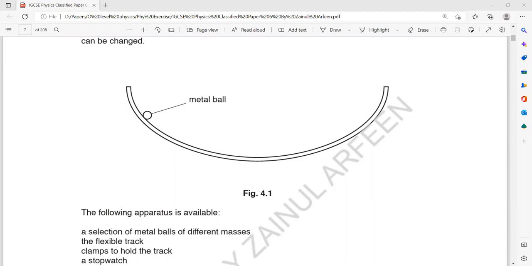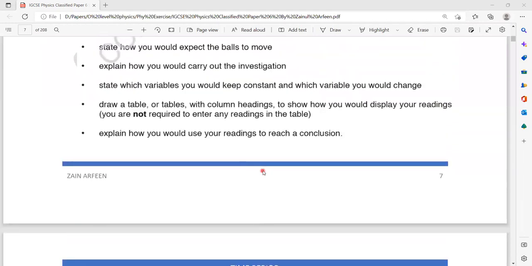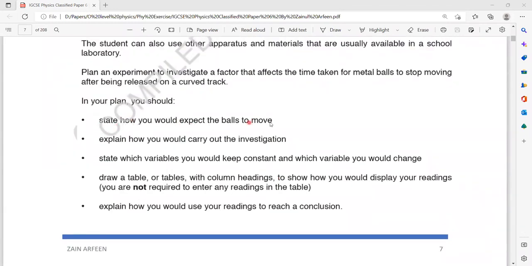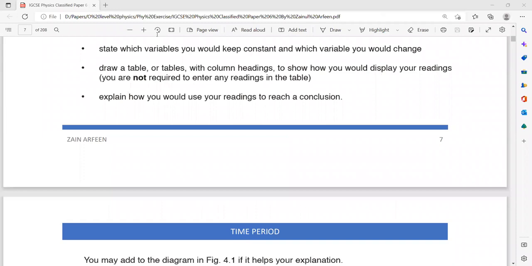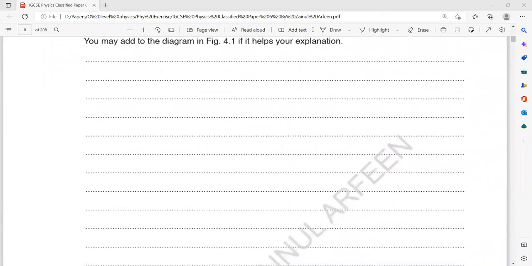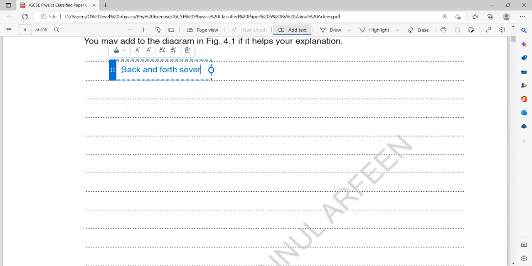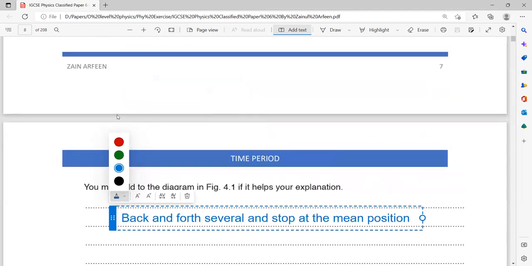So the first part, when we write the answer for the first one, and whenever you're writing an answer, you answer the point. So what is the first point? State how you would expect the ball to move. So how do you expect the ball to move? The ball will move back and forth like a pendulum. Eventually it will stop. So the first point, it will move back and forth, to and fro, several times and stop at the mean position or the center position. That is what we expect this ball. That's how the ball will continue its motion.